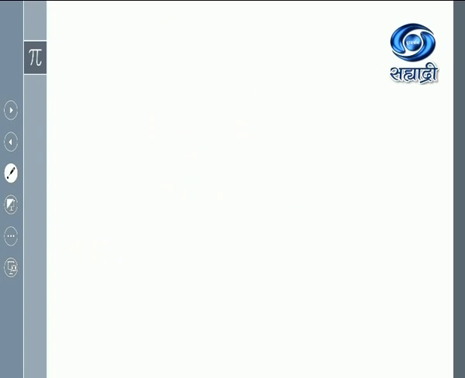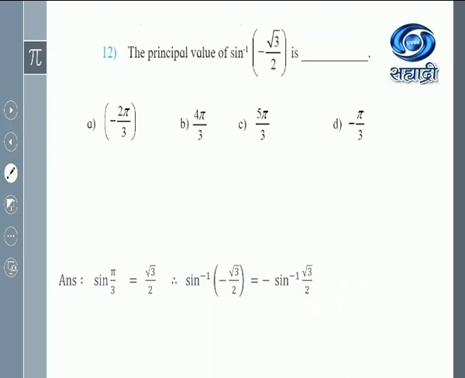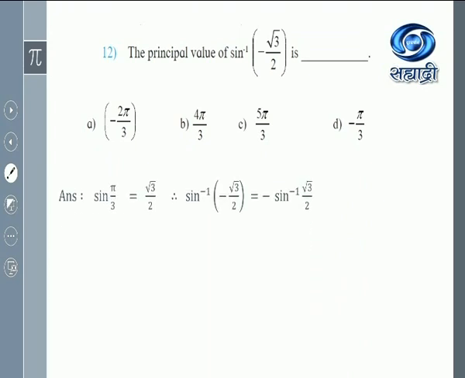Are you getting the methods of how we are tackling the different MCQs? Number 12, the principal value of sine inverse. Now you are perfect in finding the principal value. 4 options are given. The method you know: sine pi by 3 is equal to root 3 by 2. First, for the positive value you have to recall. Then sine inverse of minus root 3 by 2 is equal to minus of sine inverse root 3 by 2. This is one of the properties you know: sine inverse of minus x is minus sine inverse x. So that property you have to remember.